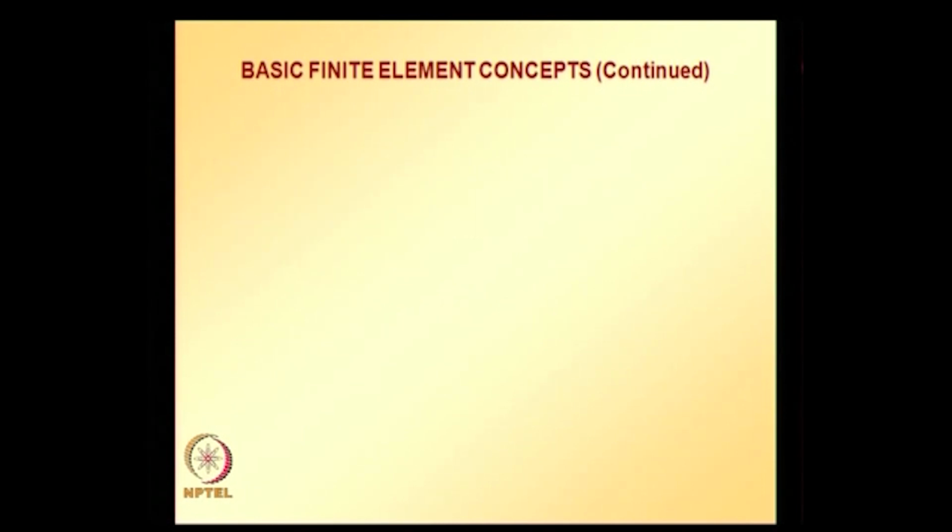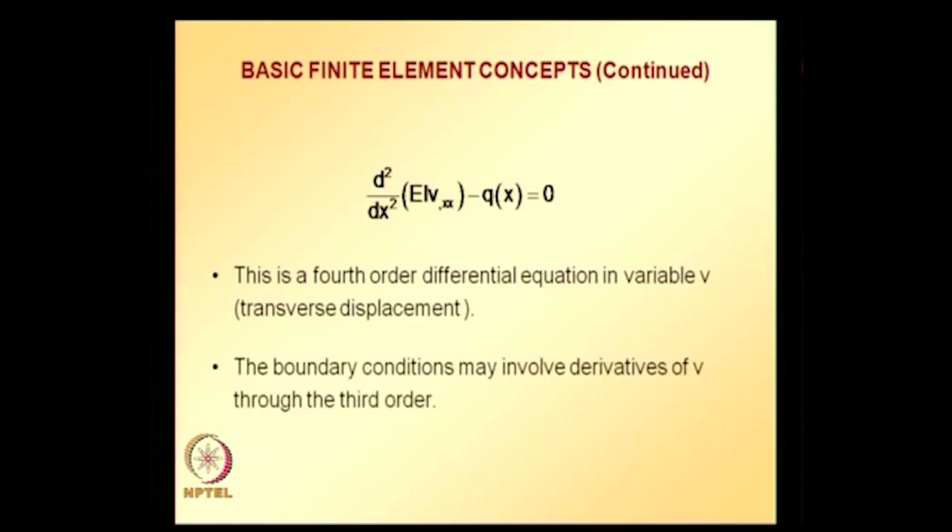and the governing differential equation is this, and it can be observed that this is a fourth order differential equation in transverse displacement V. So, we require 4 boundary conditions to solve this equation, and the boundary conditions may involve derivatives of transverse displacement up to the order 3, up to third order, and physically boundary conditions have the following meaning.